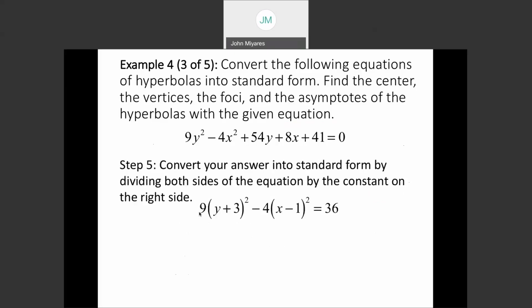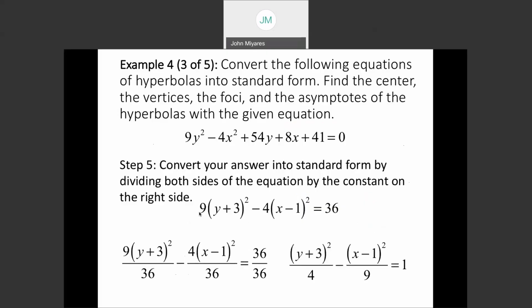So we're almost done, but not quite. We still need to get this expression to equal 1 on the right-hand side. So we're going to divide both sides by 36 and reduce the fractions to get y plus 3 quantity squared divided by 4 plus x minus 1 quantity squared divided by 9 equal to 1, which is our equation in standard form.